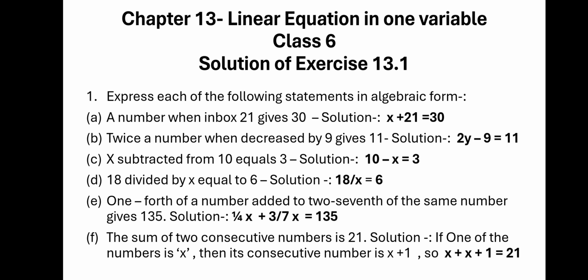B question. Twice a number when decreased by 9 gives 11. Twice a number, you know that is 2y; you can take any variable, any letter for it. So I have taken y as an unknown number or a variable, and therefore 2y minus 9, decrease means minus, minus 9 equal to 11.